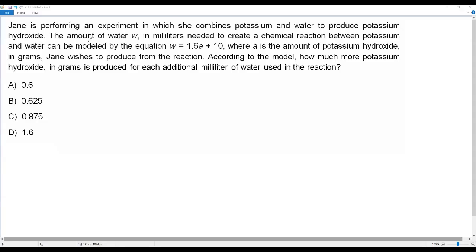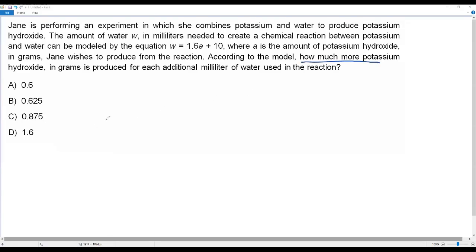The amount of water W in milliliters needed to create a chemical reaction between potassium and water can be modeled by the equation W = 1.6A + 10, where A is the amount of potassium hydroxide in grams Jan wishes to produce from the reaction. According to the model, how much more potassium hydroxide in grams is produced for each additional milliliter of water used in the reaction? So we have to find how much more potassium hydroxide in grams is produced.